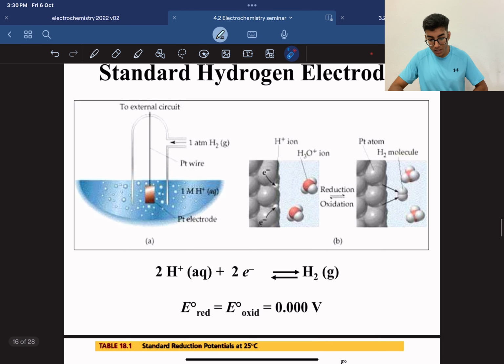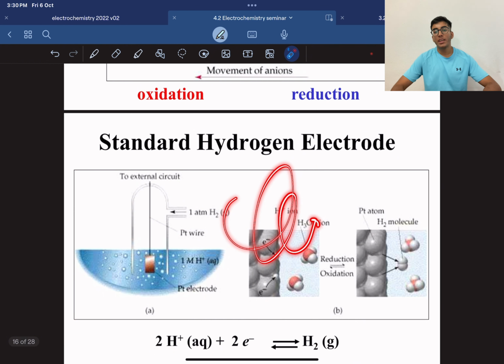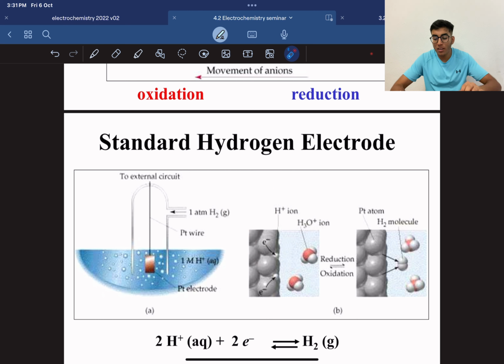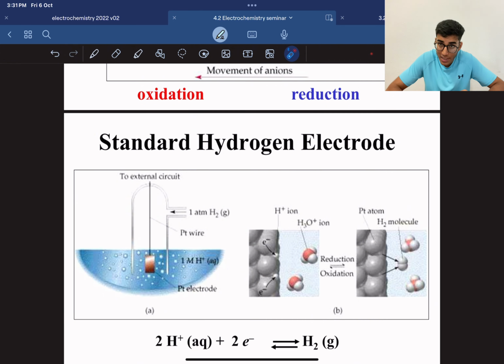Let's talk about the standard hydrogen electrode. What is the standard hydrogen electrode? Basically, there is something which you're going to learn now called reduction potential. That is the tendency of a metal or a material to attract electrons. Understand? The tendency of a material to attract or gain electrons. Reduction potential. And we want to measure this value for different metals like copper, zinc, Ag, etc.